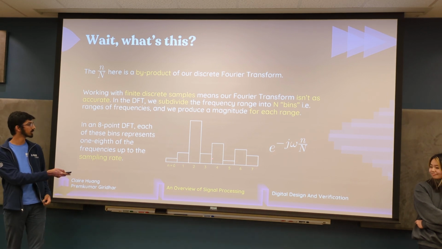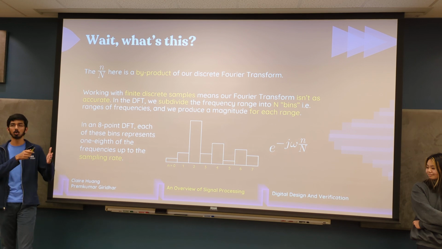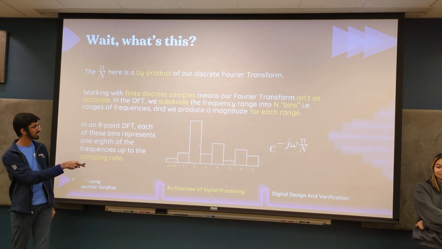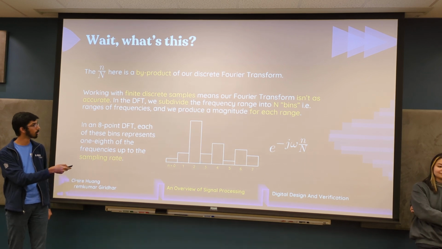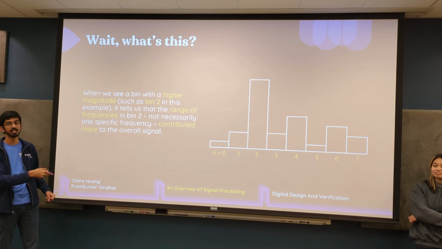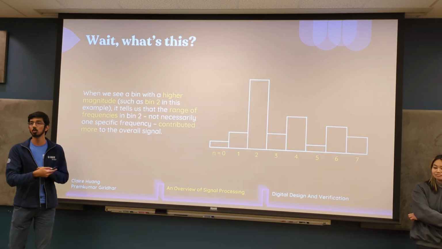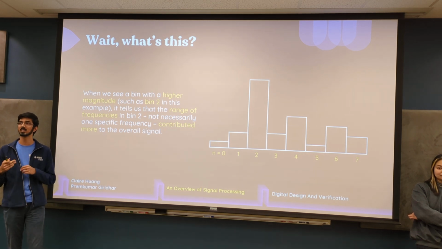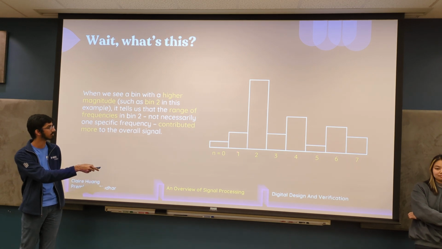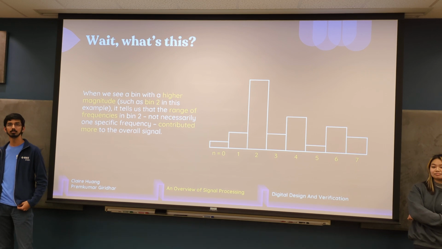So what we're doing here is this is an 8-point DFT, and we're saying that each of these bins represents 1/8 of the frequencies going up to the sampling rate. So the frequencies in this bar right here contribute more to the overall signal than some of these other bins, but we don't know what the specific frequency is. We just know that it's somewhere in that range from, say, 2/8 of the sampling rate to 3/8. Does that make sense so far?